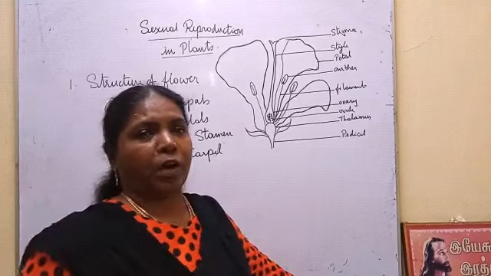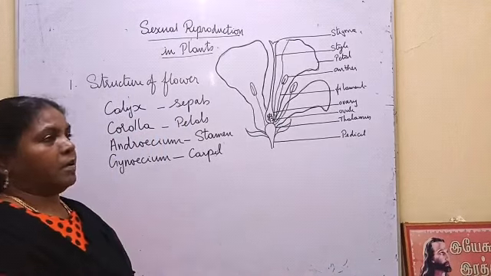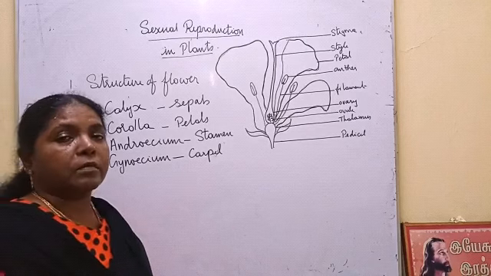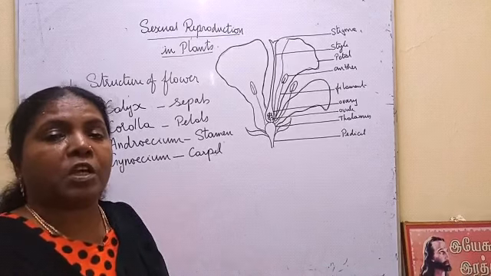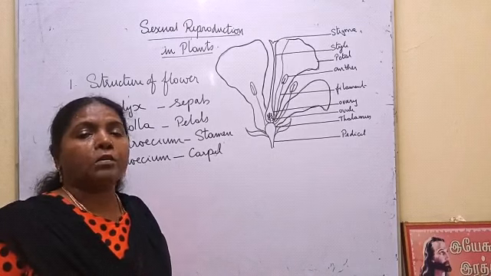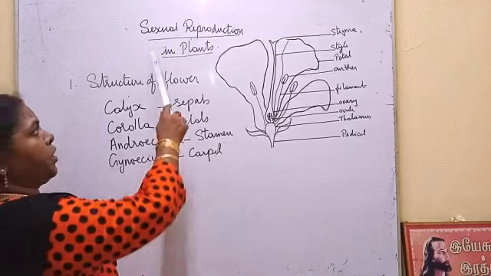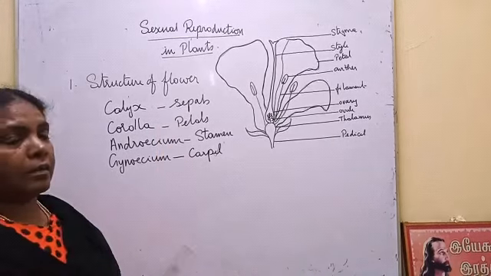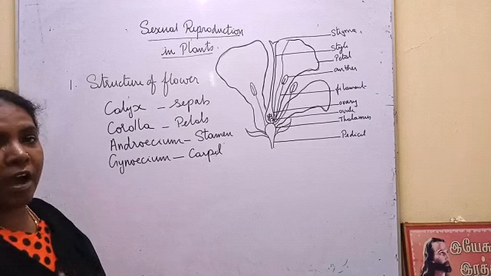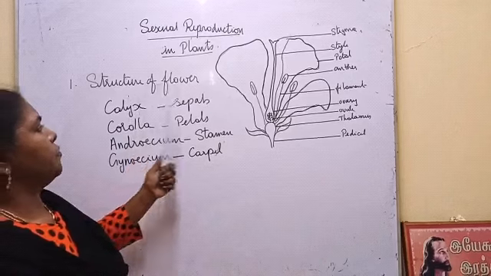Now, sexual reproduction in plants and humans, we are going to see. What is sexual reproduction? Reproduction which involves the production and fusion of gametes is called sexual reproduction. We are going to see first sexual reproduction in plants. The reproductive parts in plants are flower, fruit, seeds. First, we are going to start with flower.